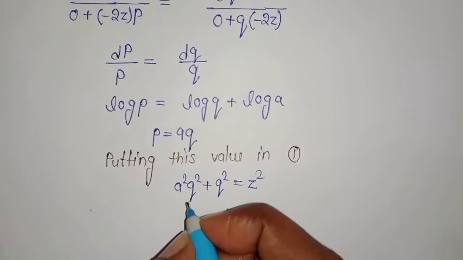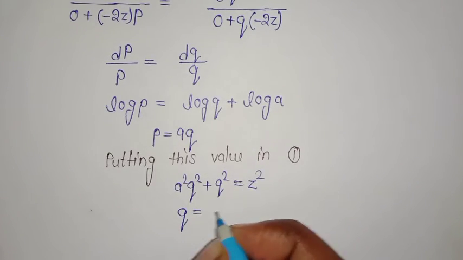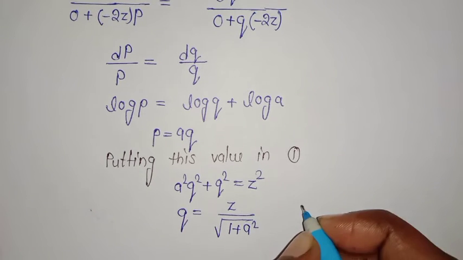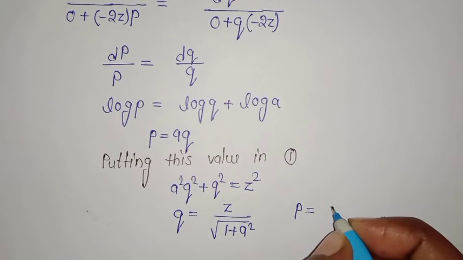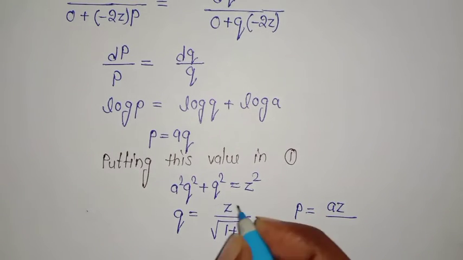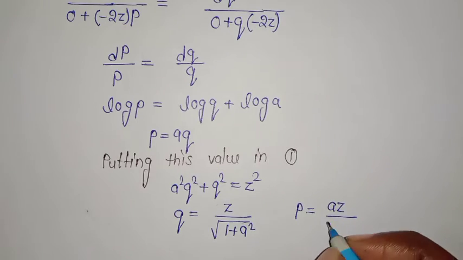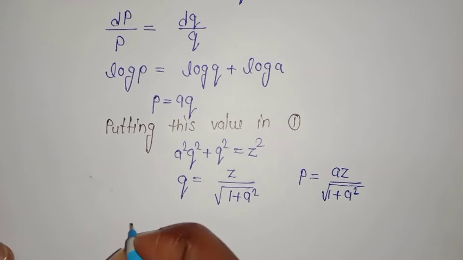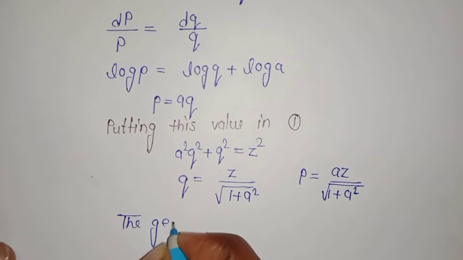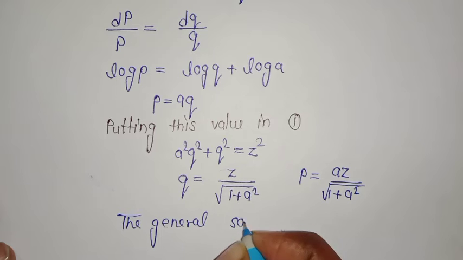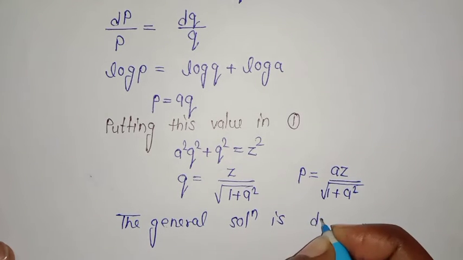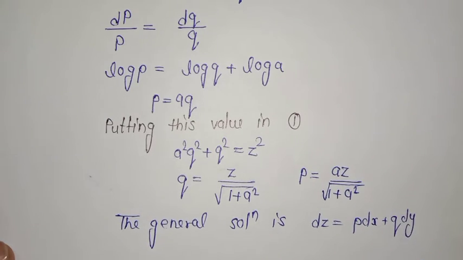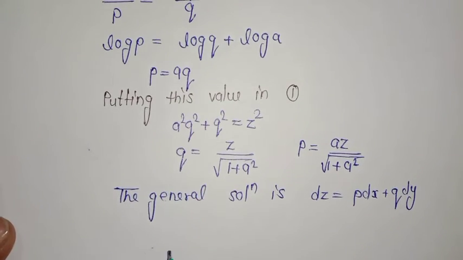Now if we find the value of q from here, then q is equal to z by root of 1 plus a square, and the value of p was aq. So this can be written as az upon root of 1 plus a square. Now we know the formula of the general solution. So the general solution is dz is equal to p dx plus q dy. Now we are going to put the values of p and q in this equation.